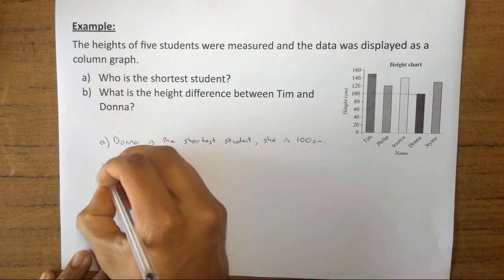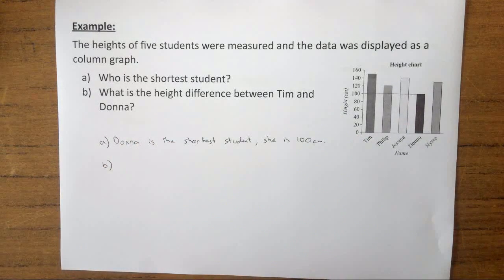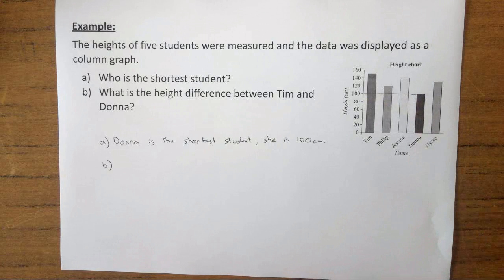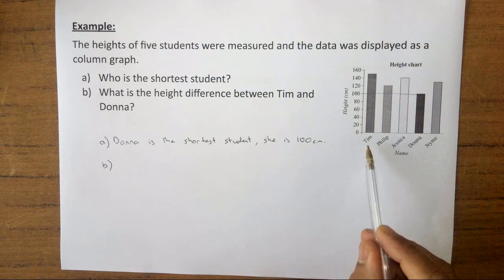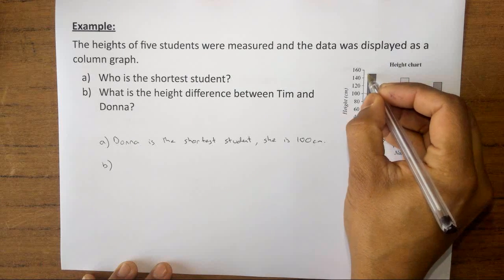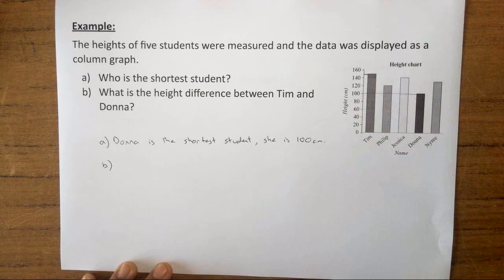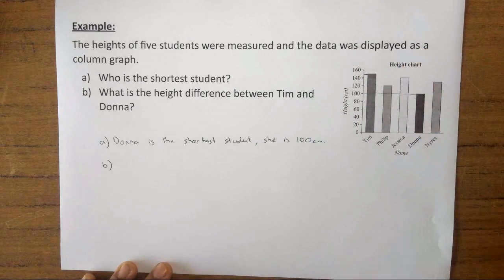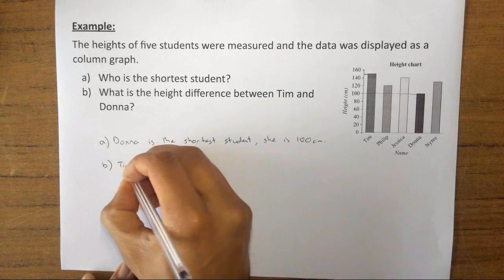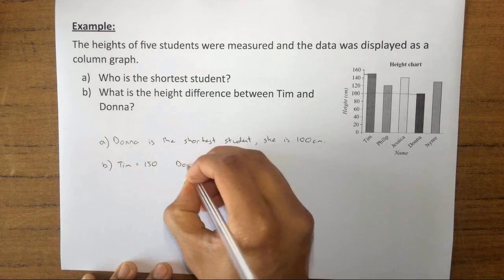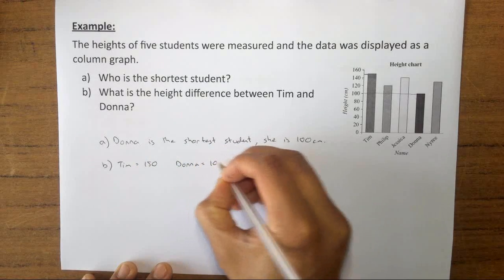For part B, we're asked the height difference between Tim and Donna. We already know Donna's height because we measured that last. We find Tim, here he is, and let's have a look across the top. We take a line from the top of his column across, and we can see that it is halfway between 140 and 160, so here Tim is 150 centimetres. Donna, we already know, is 100 centimetres.